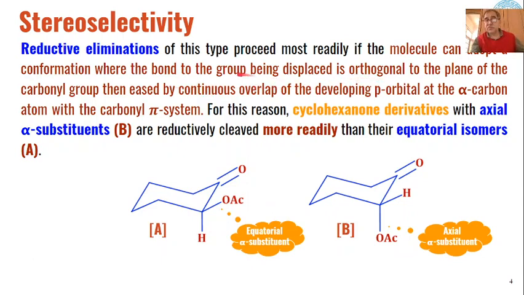This is because the group which is being displaced, the carbonyl group, is orthogonal to the plane of the carbonyl group, then eased by the continuous overlap of the p orbital at the alpha carbon atom with the carbonyl pi system. So in case of these types of compounds, this group is eliminated and the product formed is not the methylene compound but the cyclohexanes, they are formed as the product.